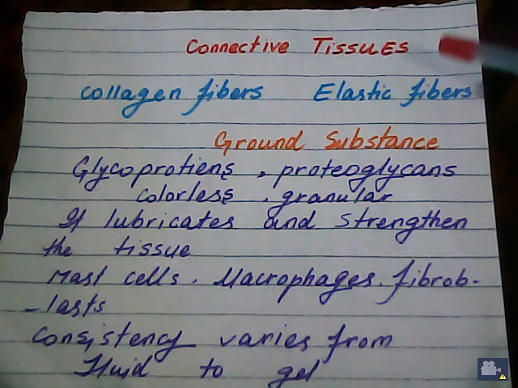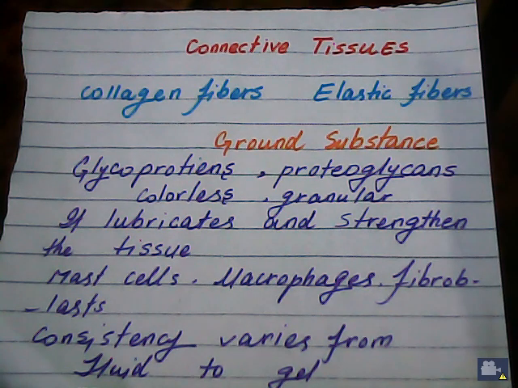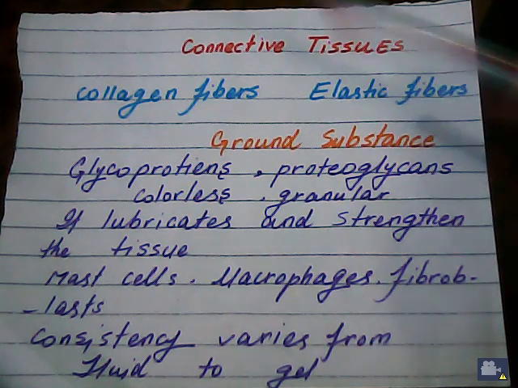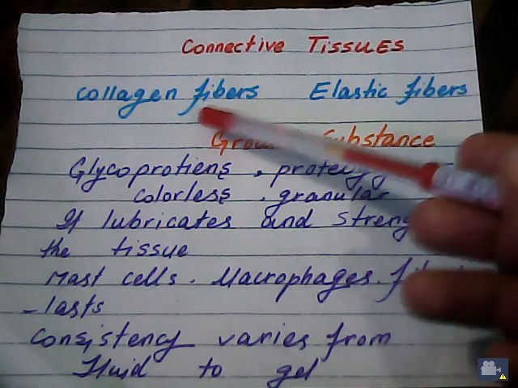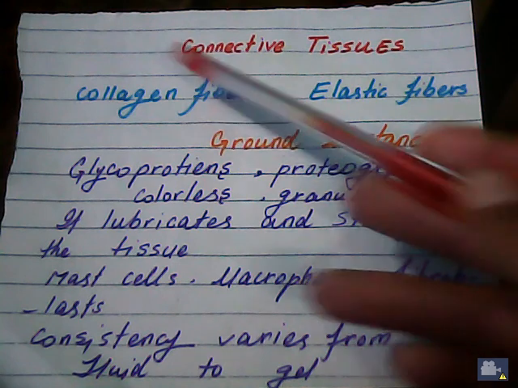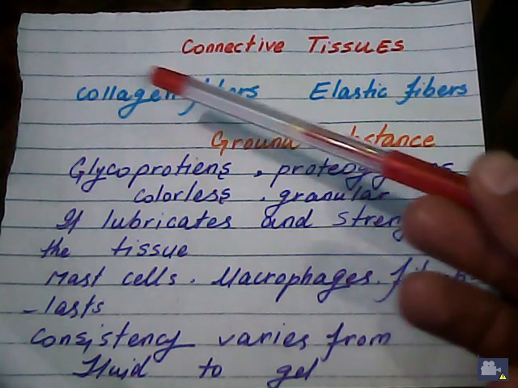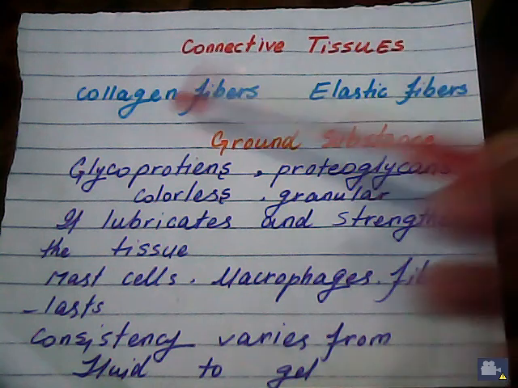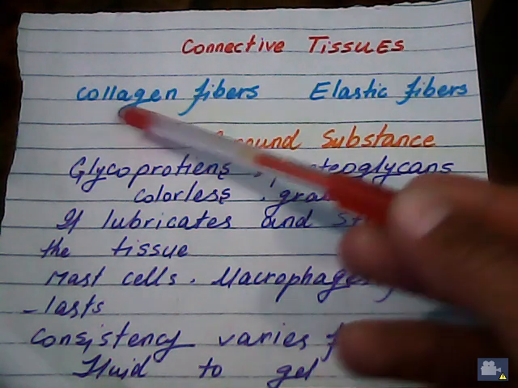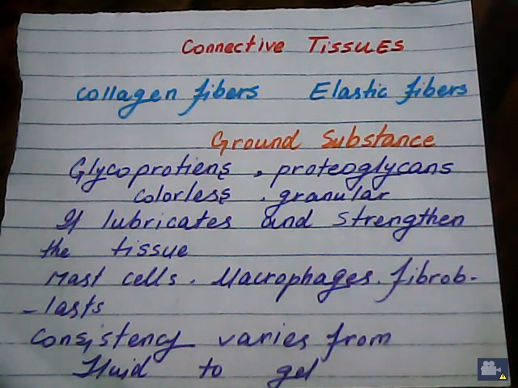Connective tissues are the tissues which are made up of two types of fibers: collagen fiber and elastic fiber. Collagen fibers, as we can see from the name, are fibers made up of collagen. Collagen is a type of protein. So these fibers are made up of the protein named collagen, and hence we call these collagen fibers.